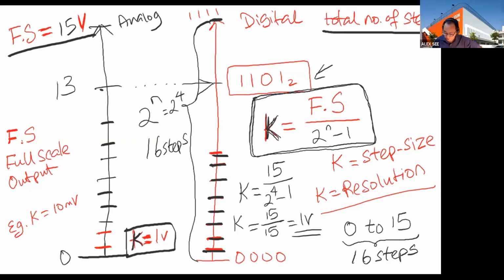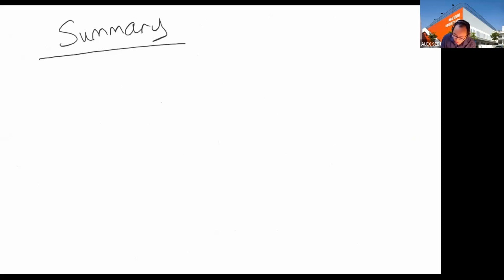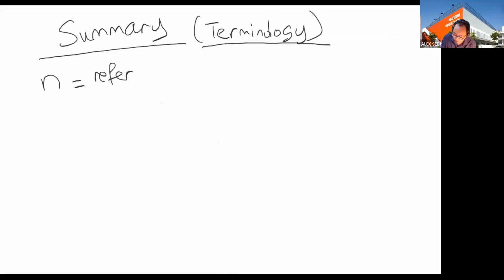Let me give a quick summary of what I've just talked about. I'm going to clear this screen first. One last summary slide. So, the terminology for this topic: N refers to the number of bits, the number of ADC or DAC bits in use.